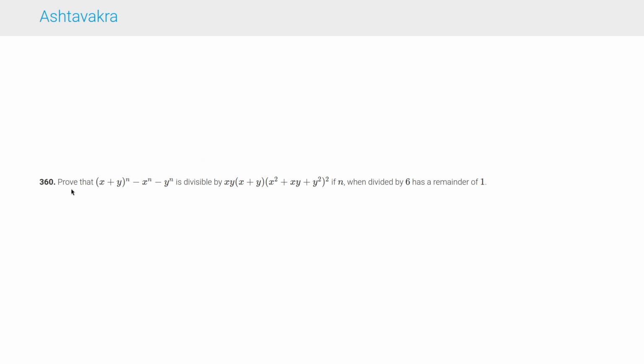Question 360 says that prove that (x plus y) to the power n minus x to the power n minus y to the power n is divisible by xy(x plus y)(x square plus xy plus y square) whole to the power 2 if n when divided by 6 has a remainder of 1.